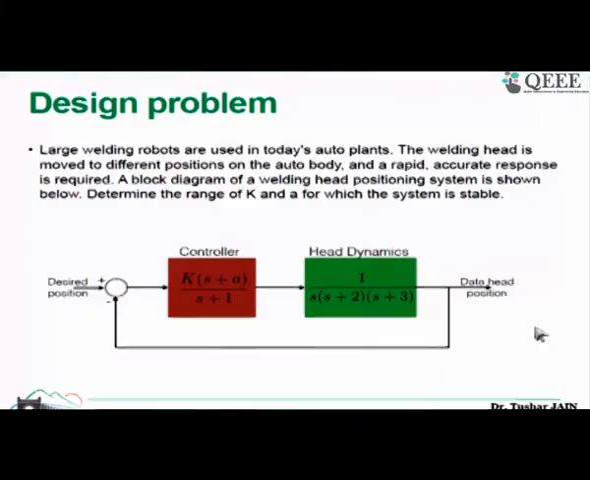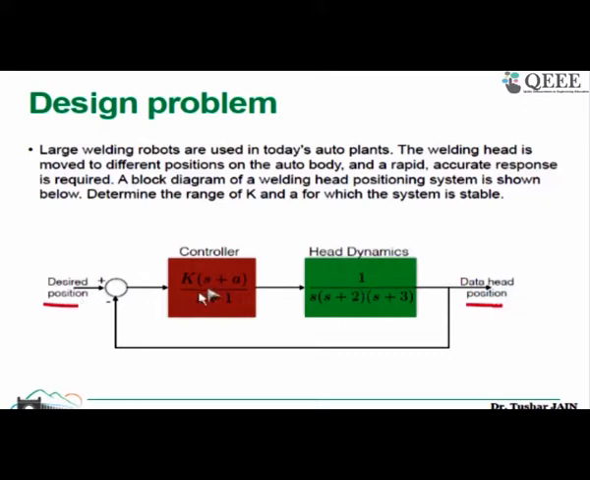So I think there was some glitch here in the audio video. So where were we? We were here for the design problem. So this head dynamics is given to you, and the controller is also given to you, and they form a closed loop where you give the desired position. Okay, like I was saying, you give a desired position so that the head position should follow this desired position. Okay, that is why we form the closed loop, right?